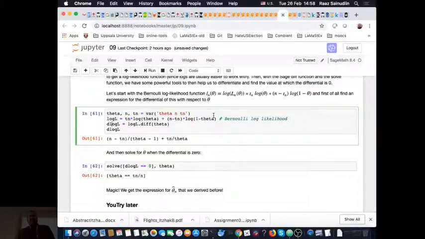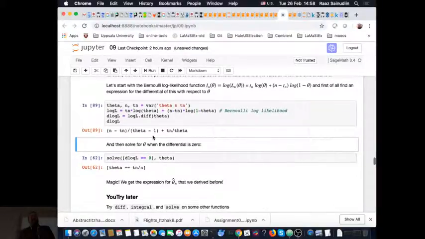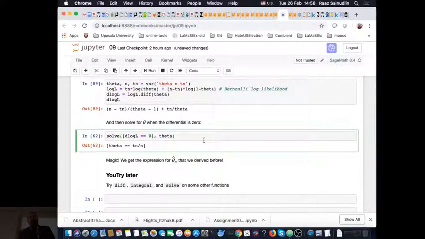So now you have an expression for the log likelihood, with all these symbolic variables and existing functions and arithmetic operations. Then d log L is log L dot diff. So now you have the derivative, called d log likelihood. It's (n minus Tn) over (theta minus 1) plus Tn over theta. Is that clear? Okay. So then solve d log L equal to 0.